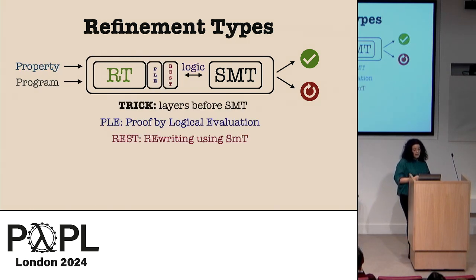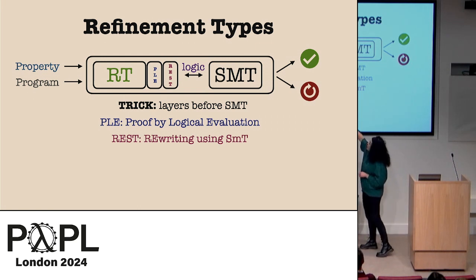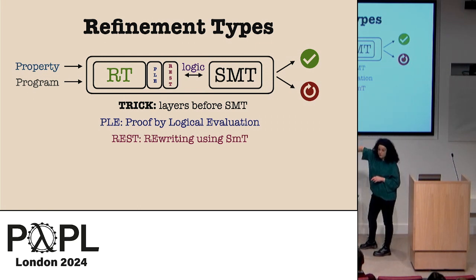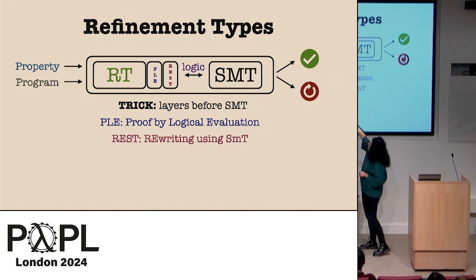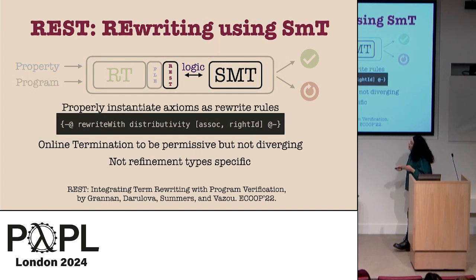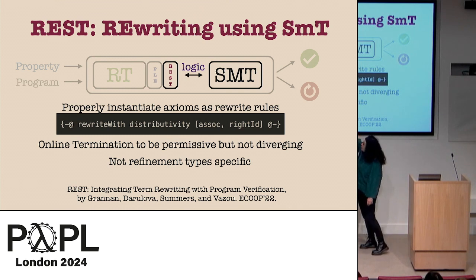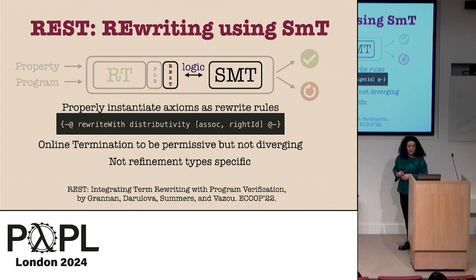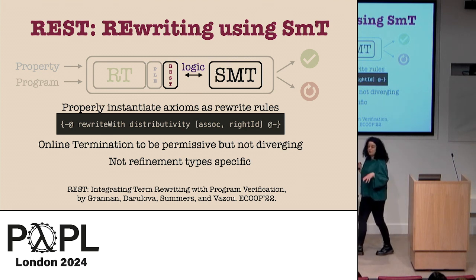And these proofs are helped by two features that Liquid Haskell has: proof by logical evaluation, that just unfolds the function step by step, and rewriting using SMT, which we call REST, the rewrite with. It's a kind of new feature that we have. We use the rewrite with to tell it how to rewrite. And it has a nice theory behind it, using online termination to see that the rewriting process is not going to diverge.